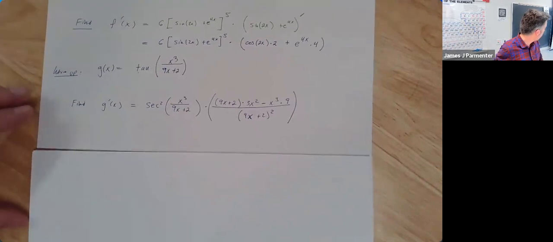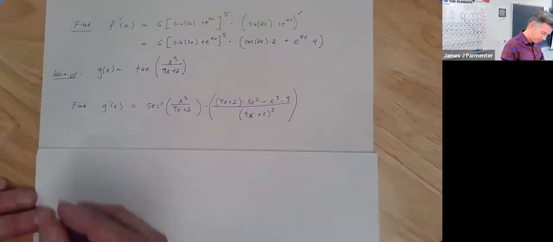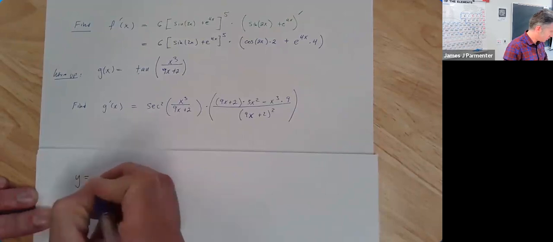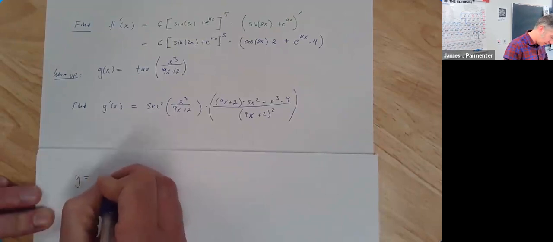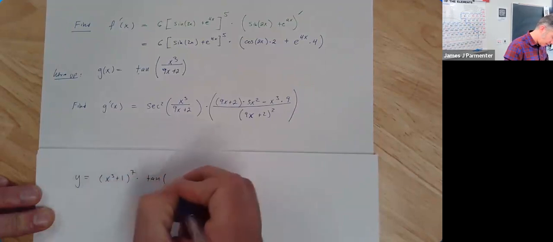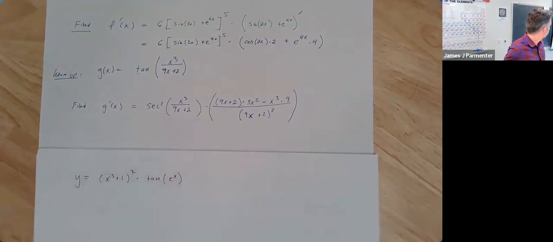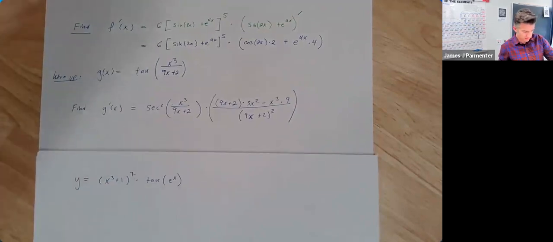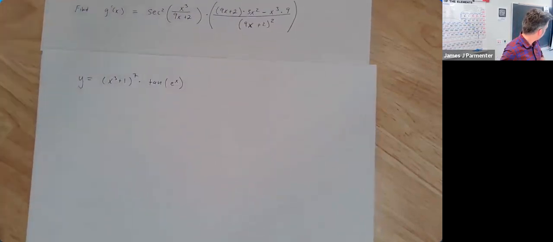Let's say we had something like y equal to x cubed plus 1 to the 7th power times tangent of e to the x. Tangent again, sure, tangent again.